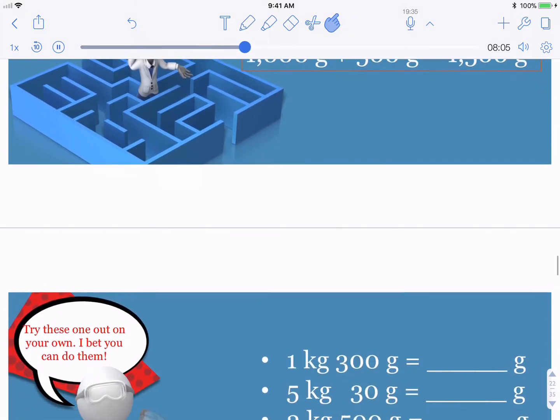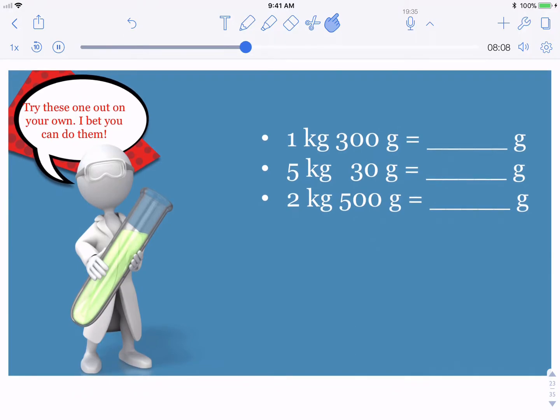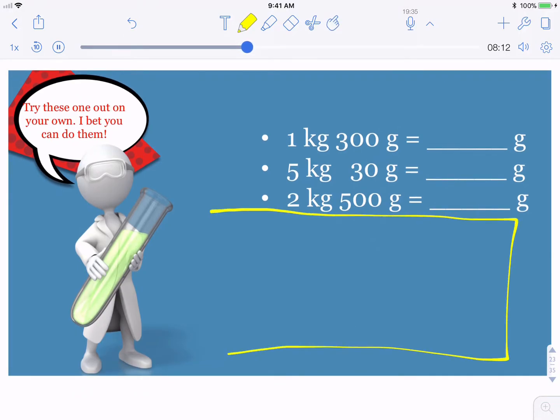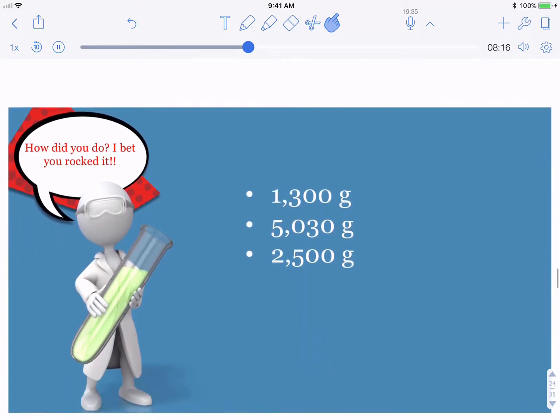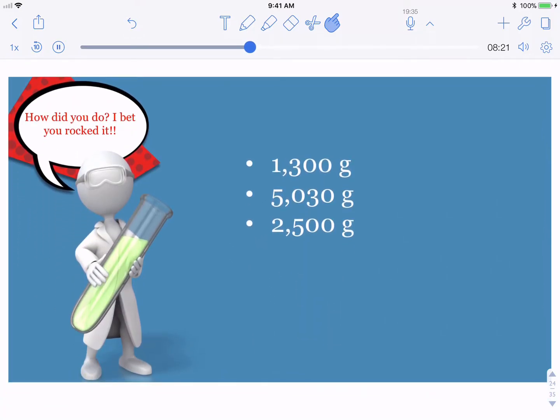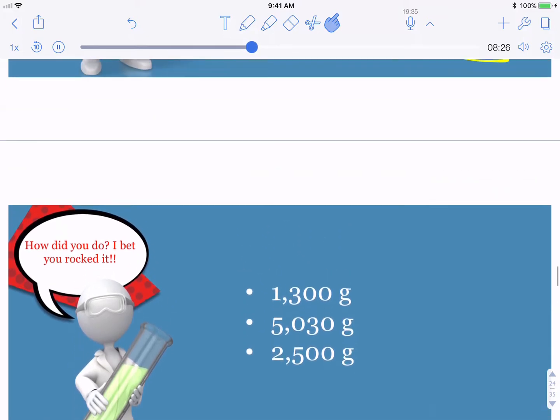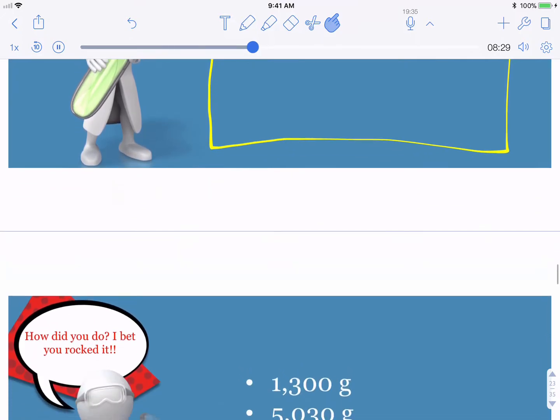Try these out on your own. I bet you can do them. Once you're finished solving them, write your answers in the space below. Okay, let's look at what the answers were. How'd you do? I bet you rocked it. Look at the answers. Compare them to what you wrote down.